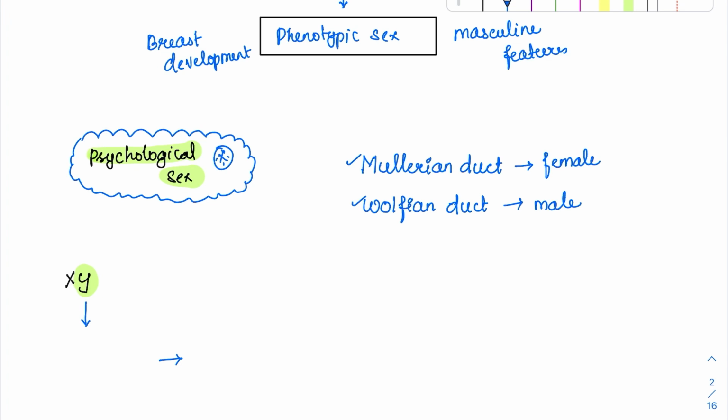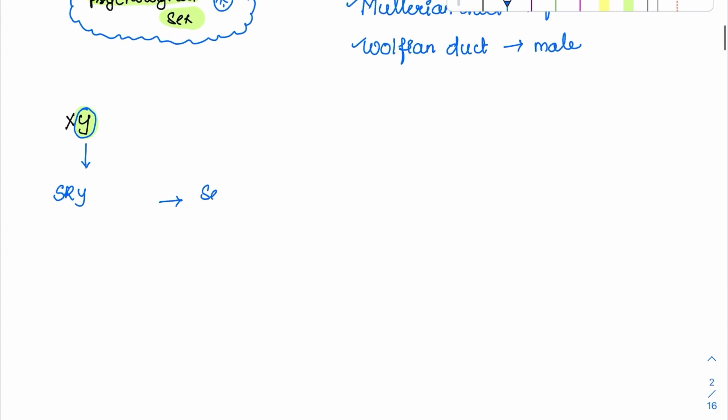How does it happen? There is a particular gene in the Y chromosome. What is the name of the gene? The gene is called the SRY gene. What is this SRY gene? It is nothing but the sex determining region in the Y chromosome. If the Y chromosome has this SRY gene, then the characteristics will be developed as a male. If it is absent, female character is like a default, so obviously female features will be developed.